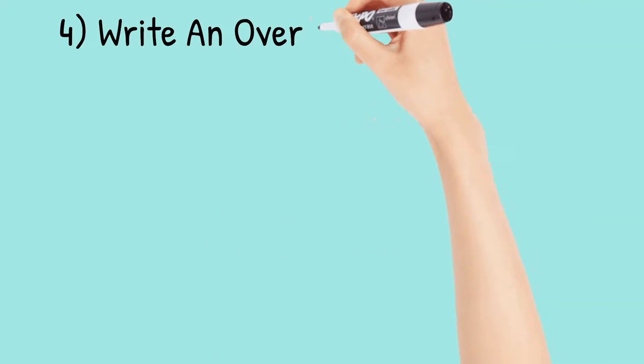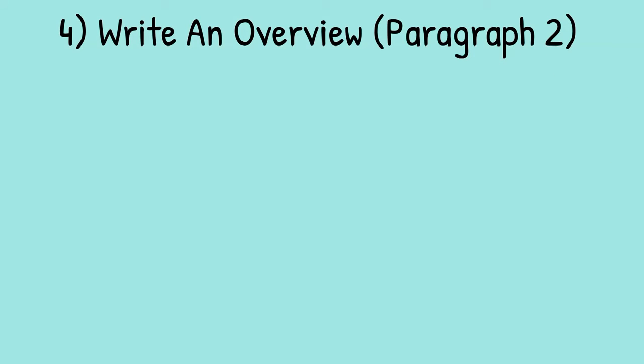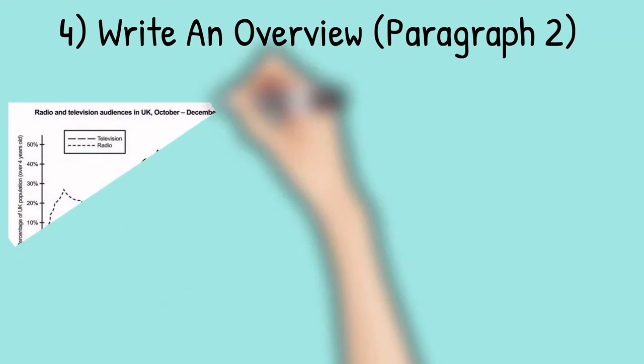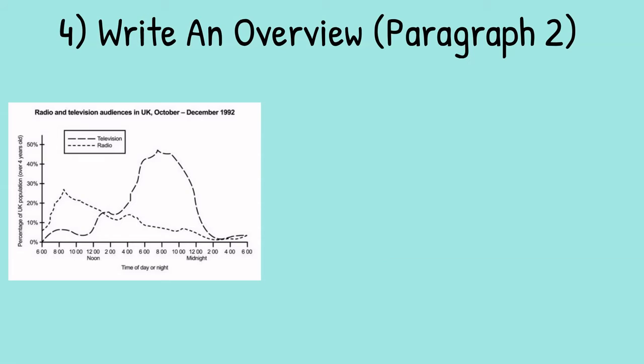Next is how to write an overview, that is paragraph 2. In the second paragraph, you should report the main features you can see in the graph, giving only general information. The detail comes later in the essay. You should also make any clear comparisons you spot. This is where we write about the general trends.